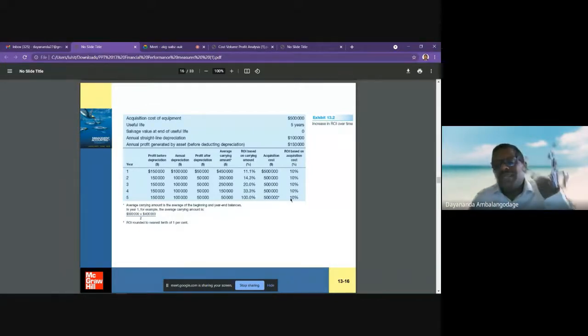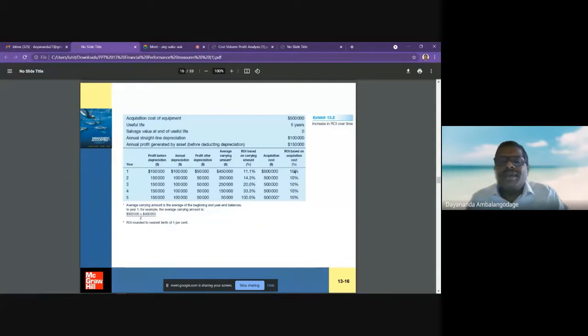So you can calculate the ROI in two ways, either based on the carrying amount, the average, or based on the acquisition cost. It depends on your organization. When you try to interpret this ROI, you see first year ROI is 11%, 10%; second year, third year ROI 33%, 10%. So if you are a CEO, which measurement would you like to adopt? You would discourage this.